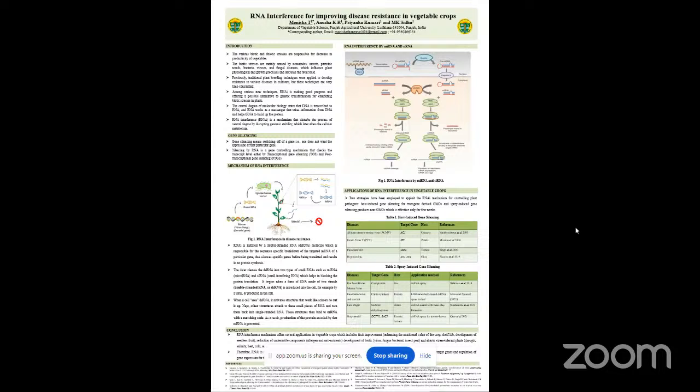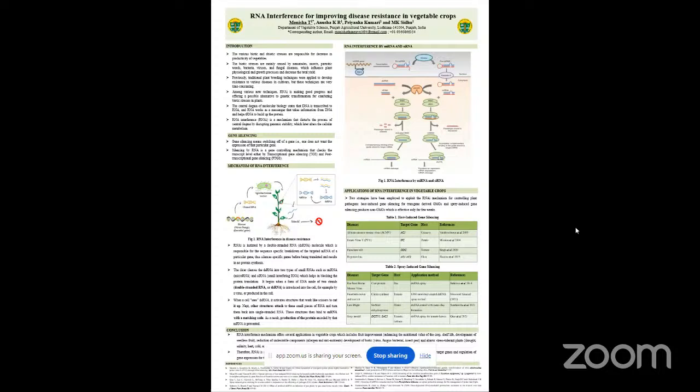Continue. Good afternoon, everyone. Myself, Monisha T, PhD scholar of the Department of Vegetable Science from Punjab Agricultural University. The topic of my poster presentation is a review on RNA interference for improving disease resistance in vegetable crops. As is well known, eating vegetables every day is important for human health. They provide essential nutrients and minerals which are important to raise our energy levels.